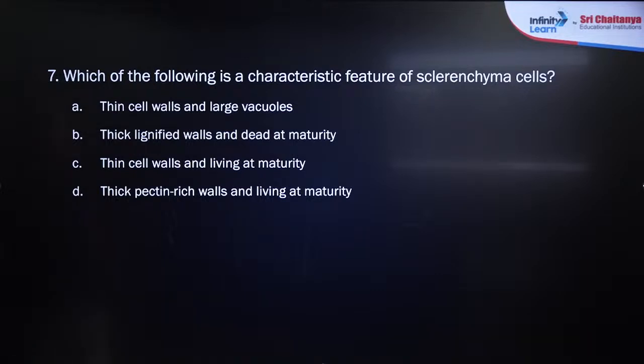So read out all the options, students, very well, and then you can give the most appropriate option as your answer that you think will be the correct one. So I got the very first response, that is from Tanya, and it's B.